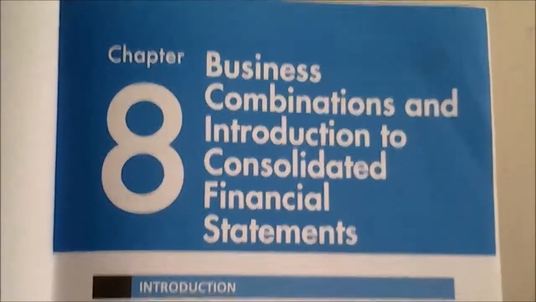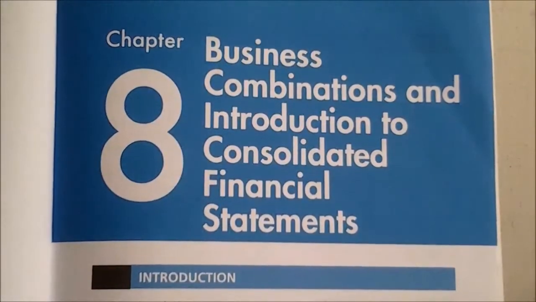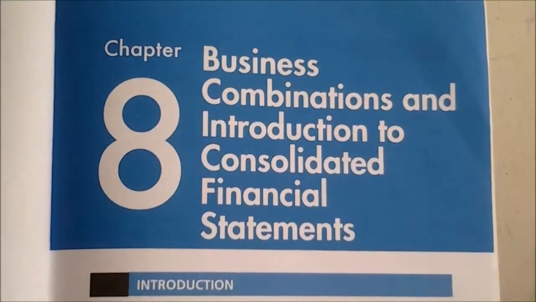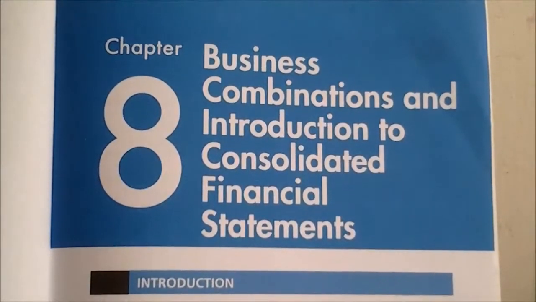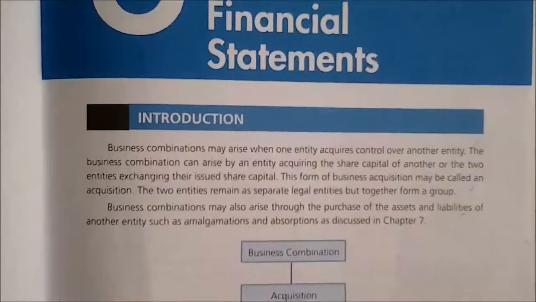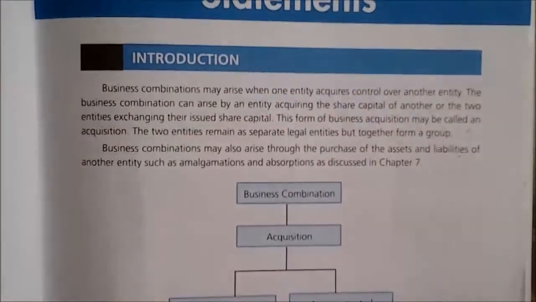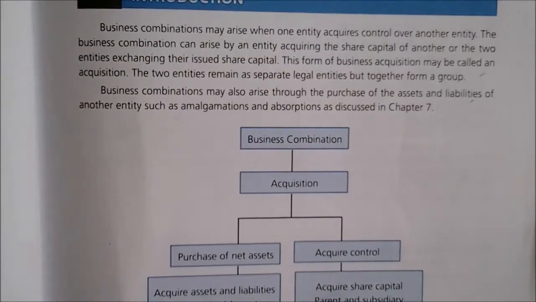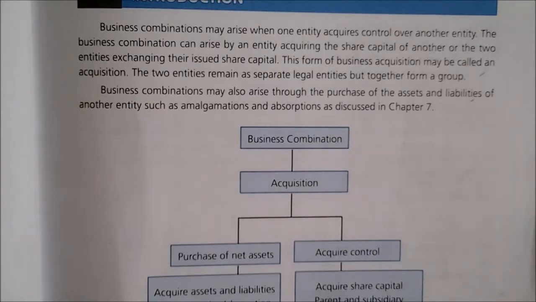Today we'll be starting a new chapter. The title is Business Combinations and Introduction to Consolidated Financial Statements, which is also called CFS. First you have to know what business combinations are. Business combinations, by the meaning of combinations, means combining two entities into one. Business combinations may arise when one entity acquires control over another entity.